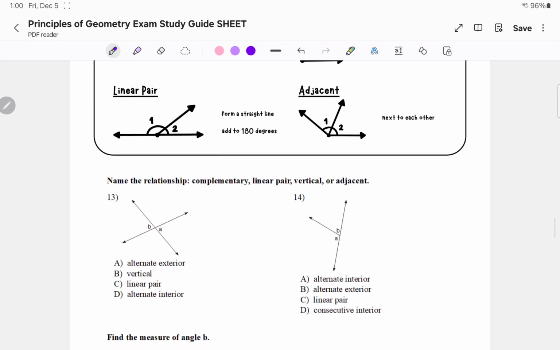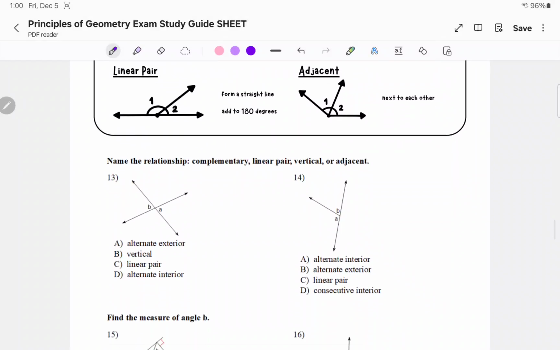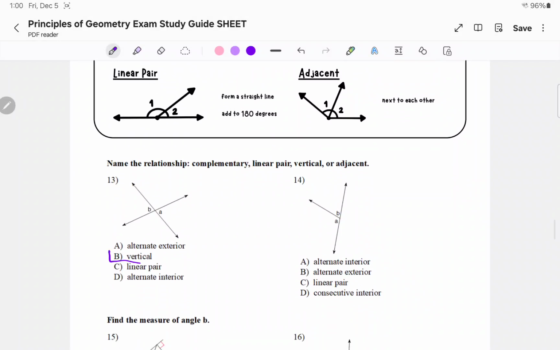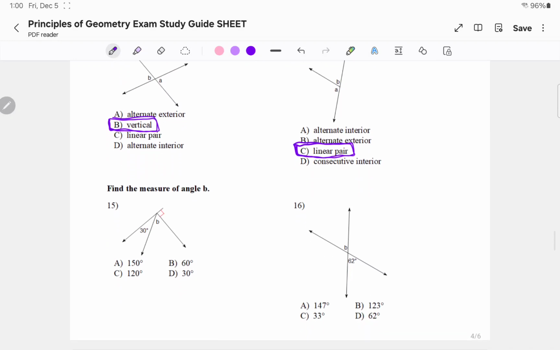So number 13, what kind of relationship is this? They're across from each other. So that would be vertical. So let's answer vertical. Now number 14, which one does it look like? Over here, it looks like they're forming a straight line, so they are a linear pair.